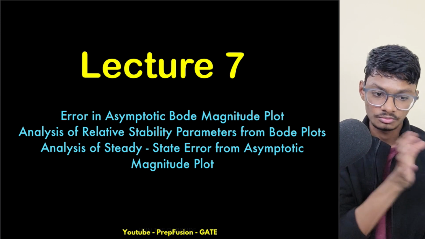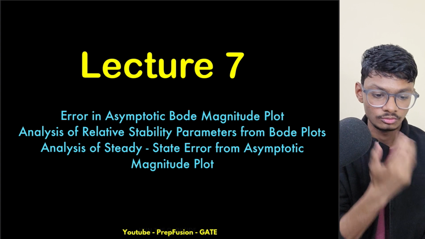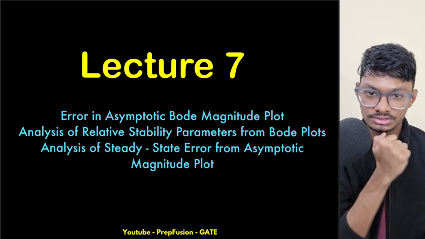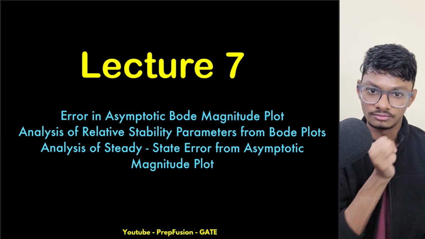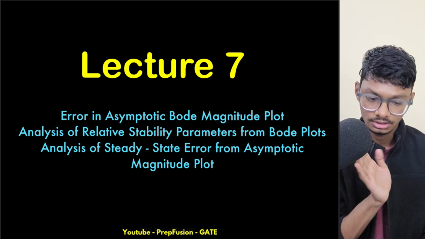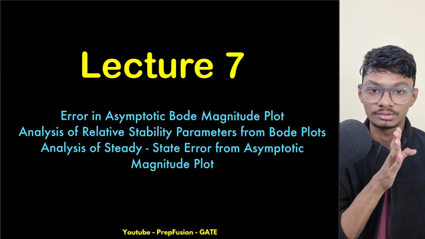So I will solve using both methods, obviously, because sometimes a question may also ask, can you tell me the velocity error coefficient of this transfer function or from this Bode plot? Then obviously you have to find the velocity error coefficient. Okay, but to find the steady state error, you don't need to remember anything. You can just use a simple formula.